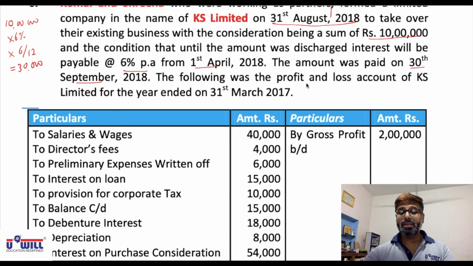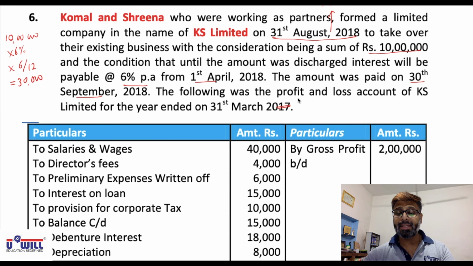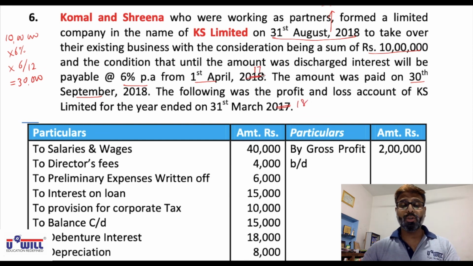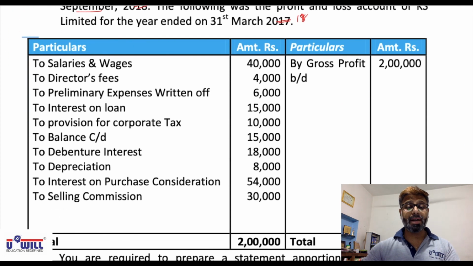Following was the details for the year ended. Make it 31st March 2018, and 1st April, make the correction in the date 2017. Okay, 1st April 2017, 30th September 2017, and 31st March 2018. Make these corrections. Now check your marking. Salaries and wages, employees benefit, and time ratio, exactly same like previous question. Directors fees, administrative expense, actual basis, post expense only.